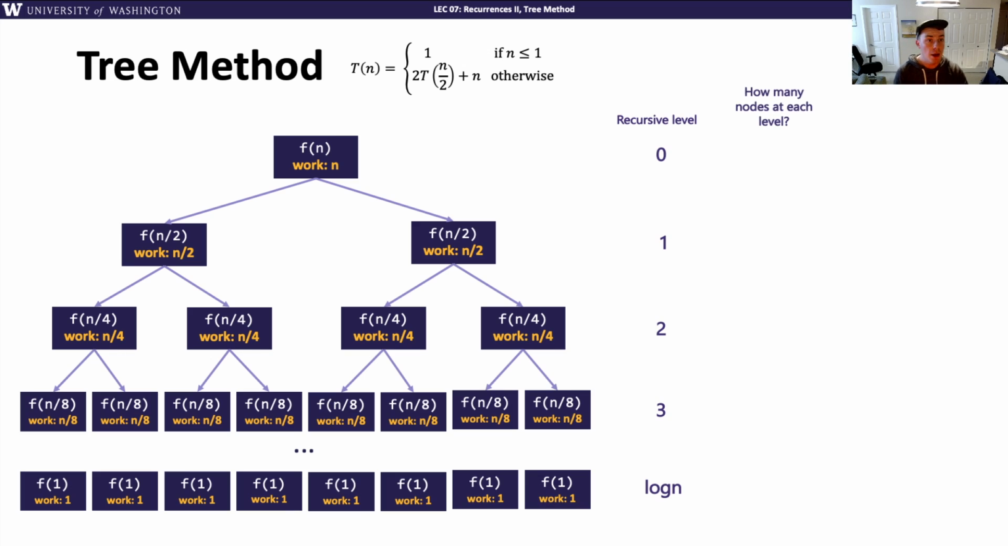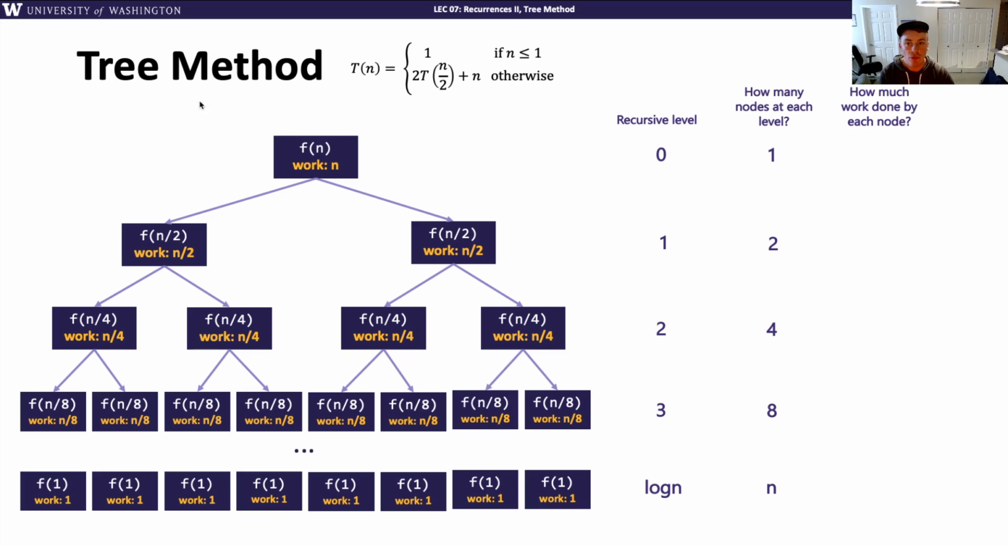How many nodes are we going to have at each level? Well, if we think back to that Fibonacci example, since we're doubling the number of recursive calls we make each time, we're going to be doubling the number of nodes at each level. So it's going to be something like that 2 to the i pattern. And then how much work is done at each node?